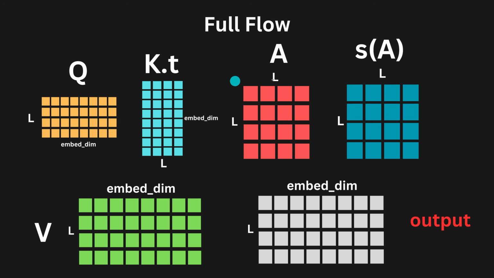So here's essentially the full flow, right? We have QK transpose. We matmul them to get an attention matrix. We take the softmax along the rows of the attention matrix to get this. We then matmul this with our values to get the final output. And this is essentially the full flow.